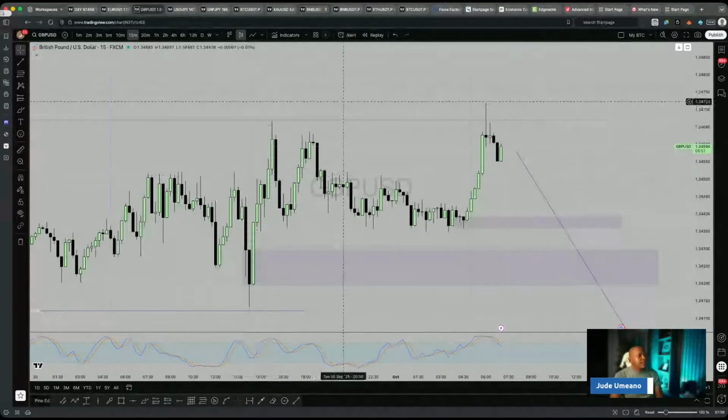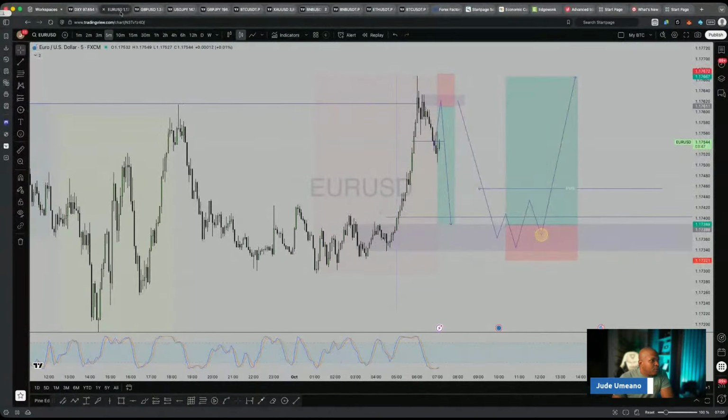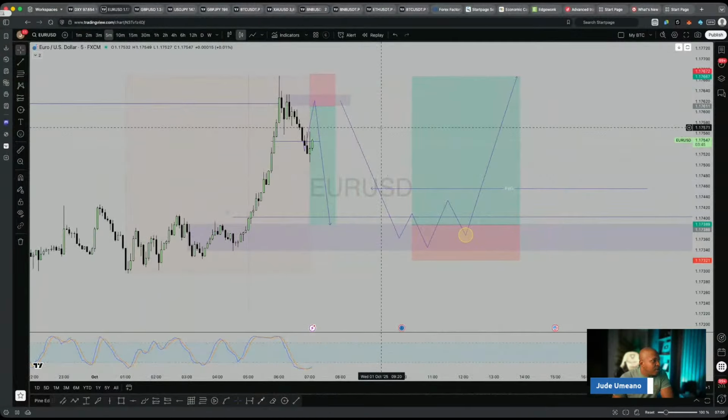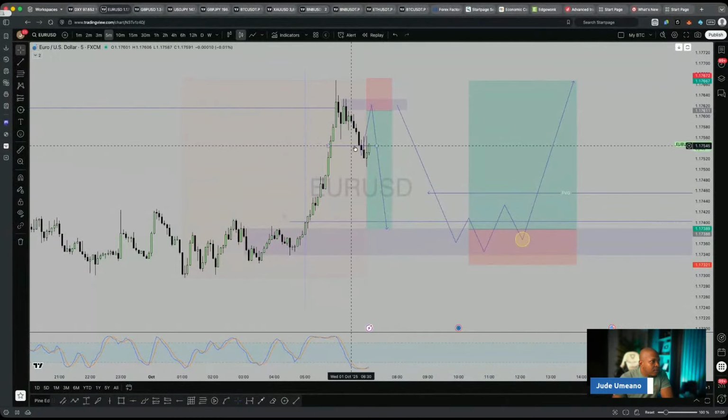Okay, so let's move to UJ. So far it's the one I have clarity on. So here we have this break. So I'm going to place this limit order like this. This is just what I would expect for this particular trade, since we have a proper break of this at this point.